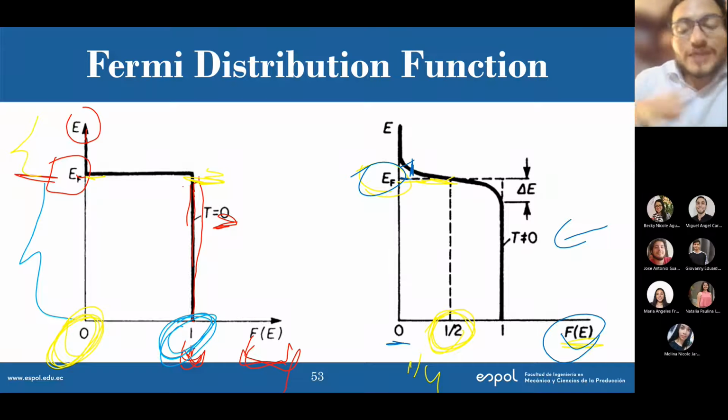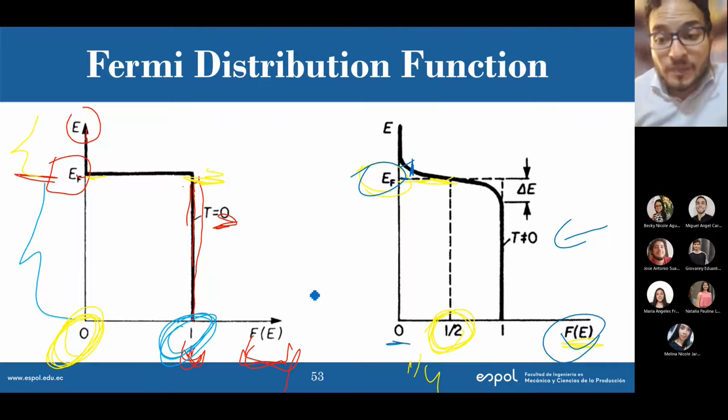But just to simplify things and make this concept easier, that's how they define it, as the highest energy that electrons can assume. Now, you can see here that when t is not equal to 0, which is the real case, this is not a sudden change. This is actually a gradual change. It goes sort of step by step, right?